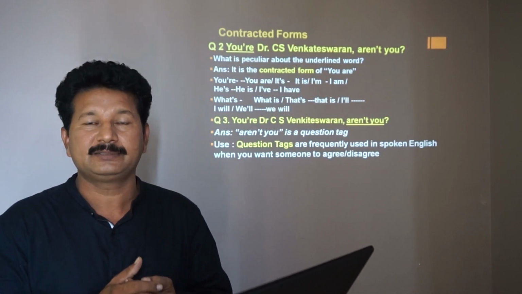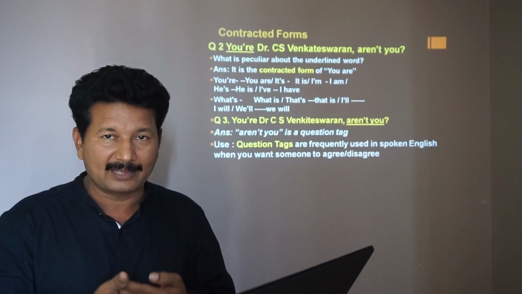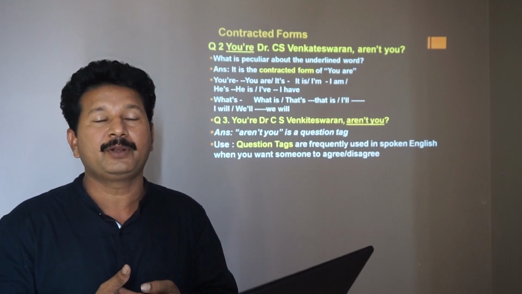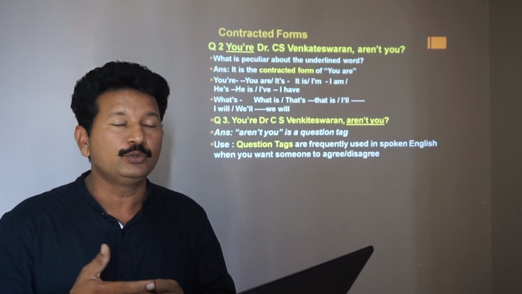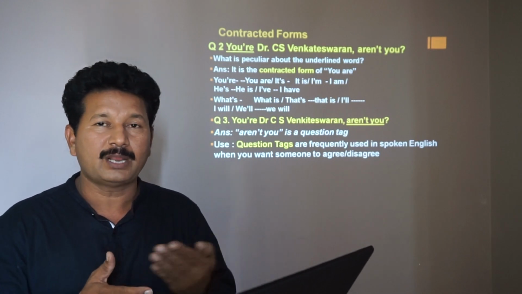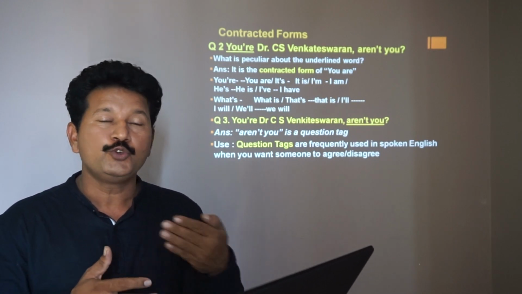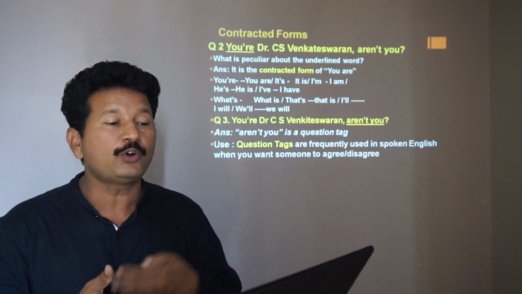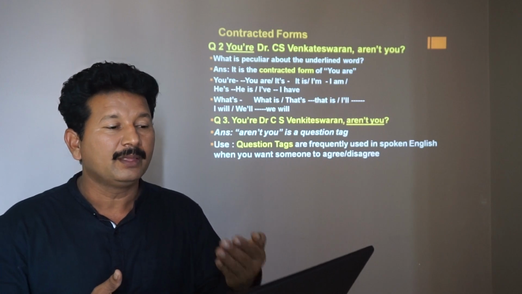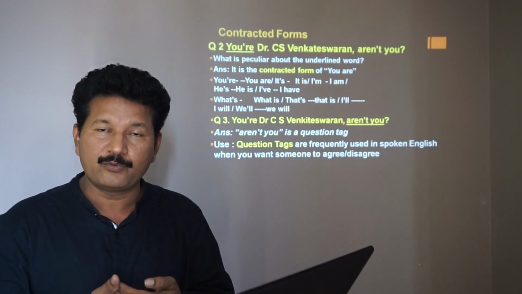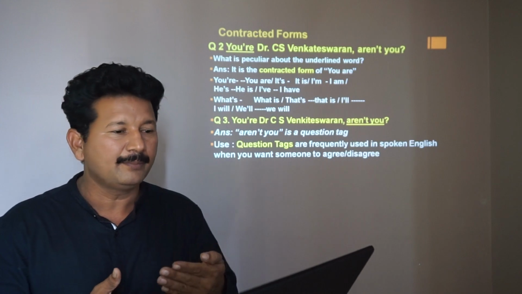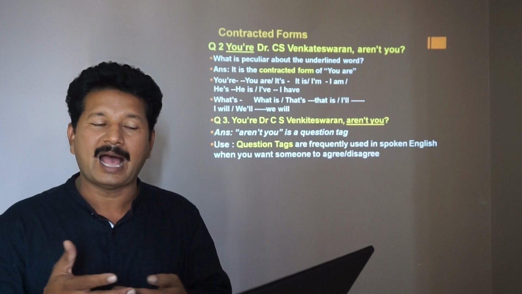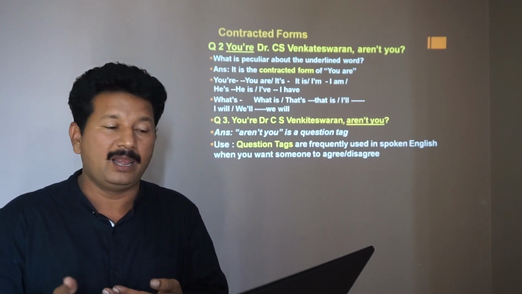And now the next one is, as it is spoken language and the conversation is being tested, the other thing you have to keep in view is that you have to use contracted forms, right? So now look at the second sentence. You are Dr. C.S. Venkateswaran, aren't you? And what do you observe? Aren't is the contracted form of are not, right? So you can use you're, it's, I'm, he's, I'll, what's, that's, and all.